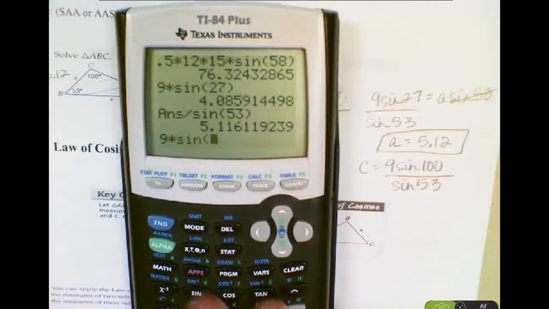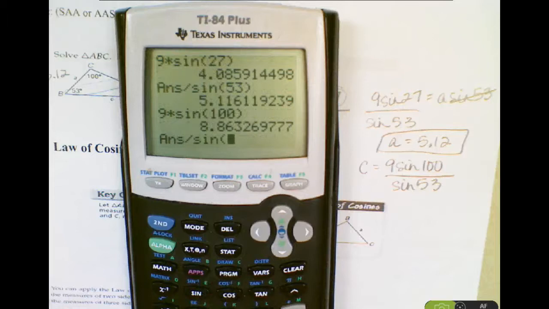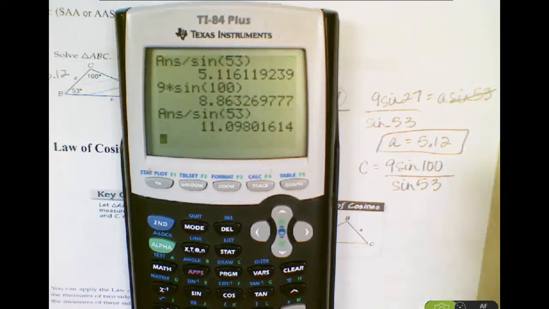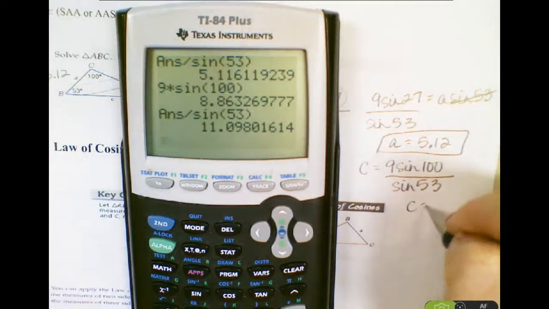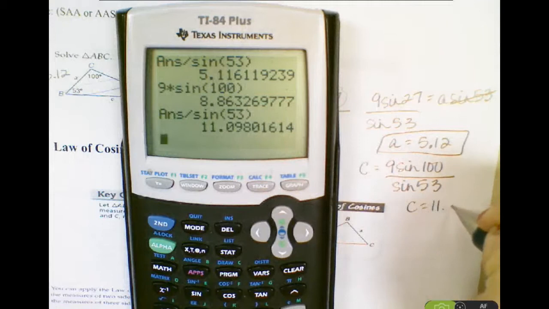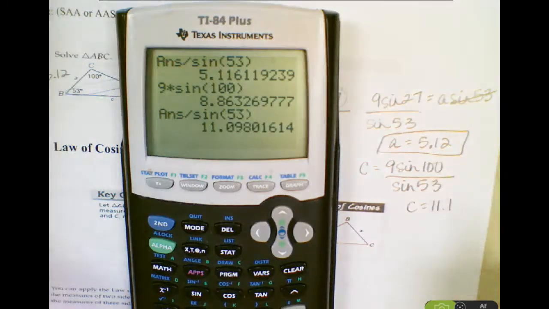9 times sine of 100 equals, divided by sine 53. And I'm going to get C equals 11 point, let's just call it 11.1 because 0.09 will round off.